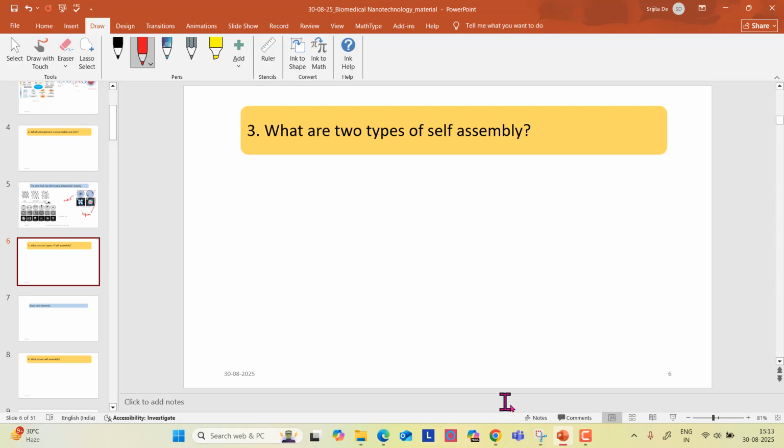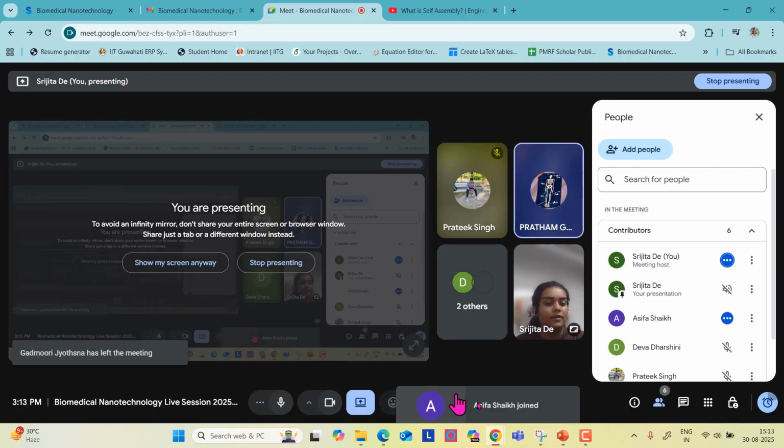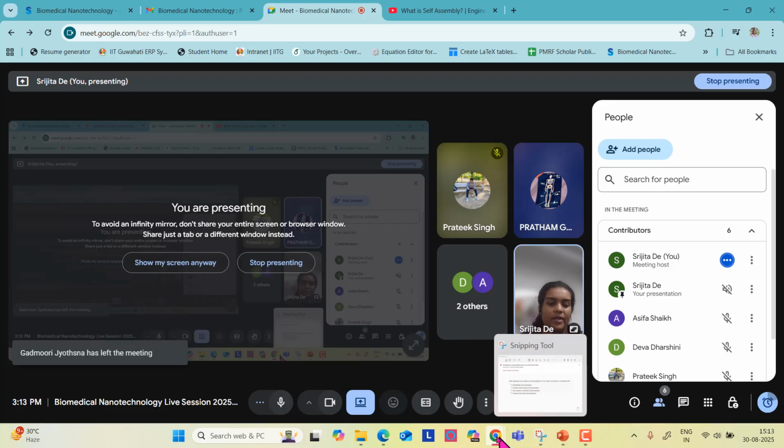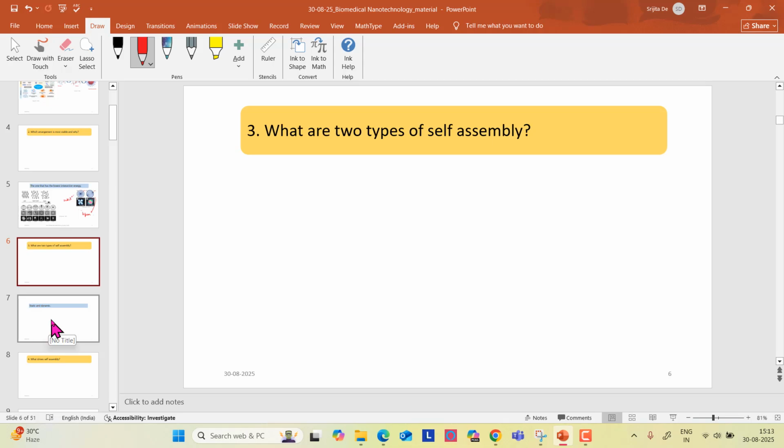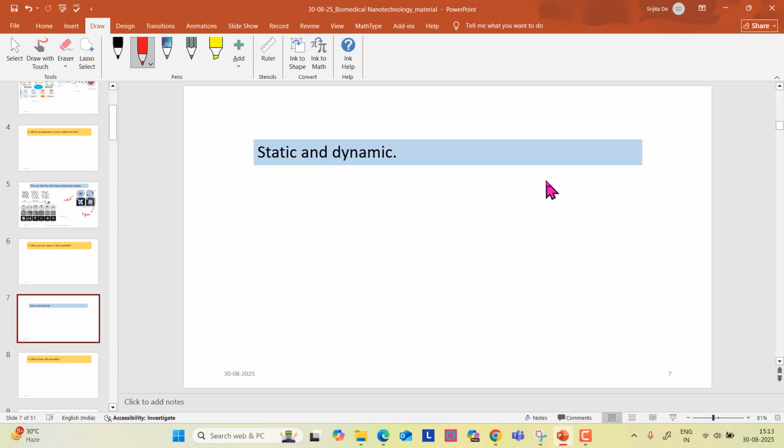So, active and passive. Yes, you can say it that way also, but as per the literature, it will be static and dynamic self-assembly. Okay. This is the static and dynamic self-assembly.